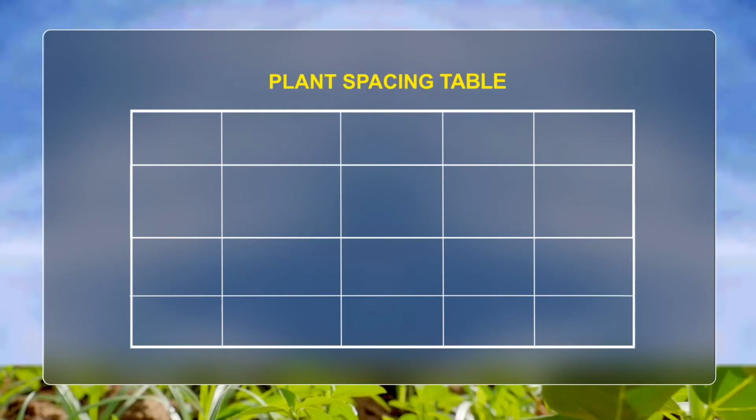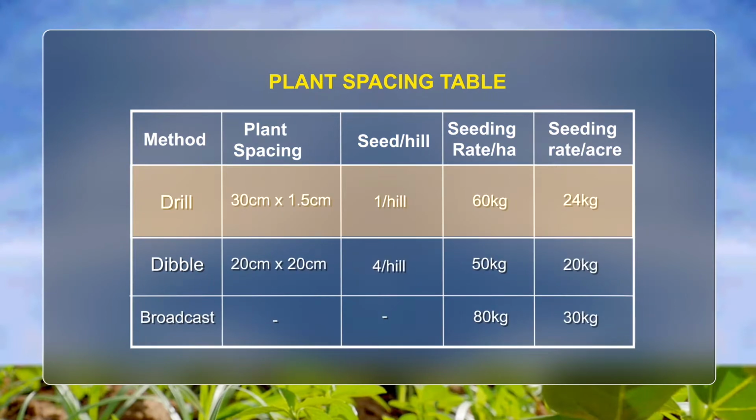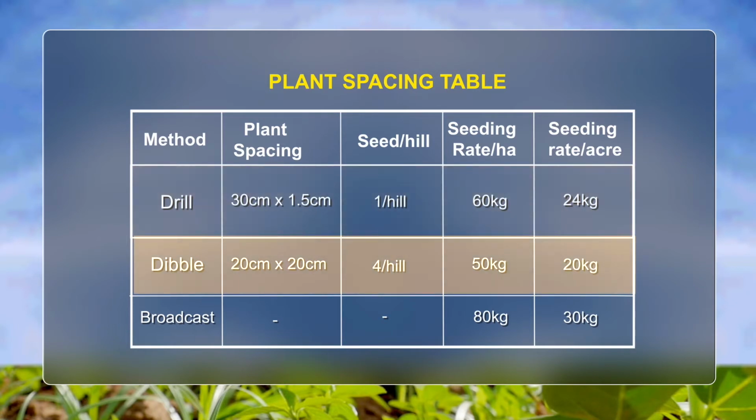Below is the recommended plant spacing and seeding rate. For drilling, the plant spacing is 30 cm by 1.5 cm at 1 seed per hill. The seeding rate is 60 kilograms per hectare, or the seeding rate per acre is 24 kilograms. For dibbling, the plant spacing is 20 cm by 20 cm at 4 seeds per hill. The seeding rate per hectare is 50 kilograms and the seeding rate per acre is 20 kilograms.